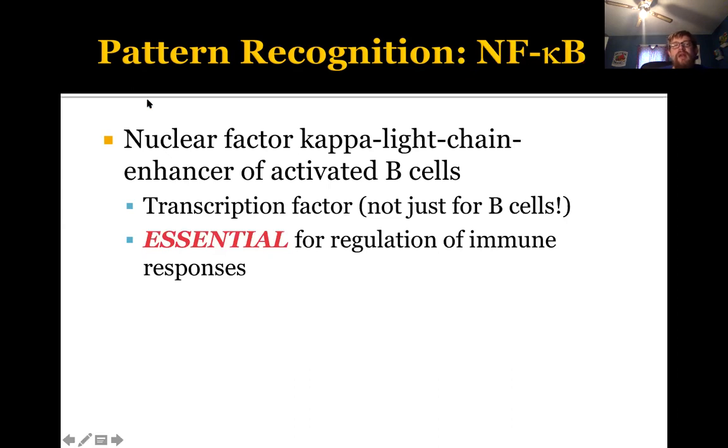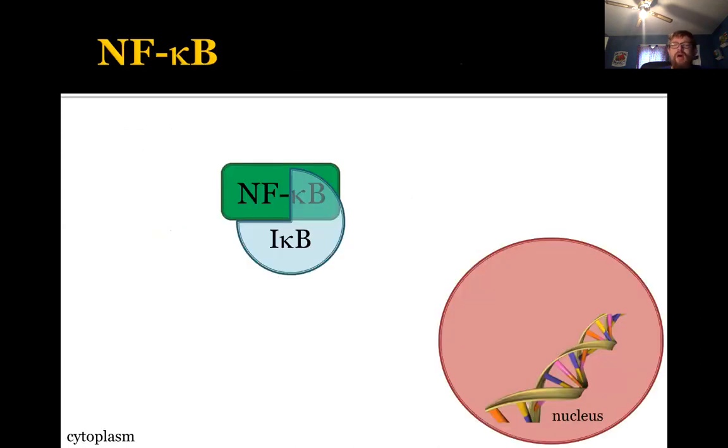All right. NF-kappa B stands for nuclear factor kappa light chain enhancer of activated B cells. Don't worry about memorizing that name, but in case you want to know what NF-kappa B stands for, that's it. So it's essential for the regulation of immune responses. I already kind of pointed that out, but this is the basic premise of how it works.